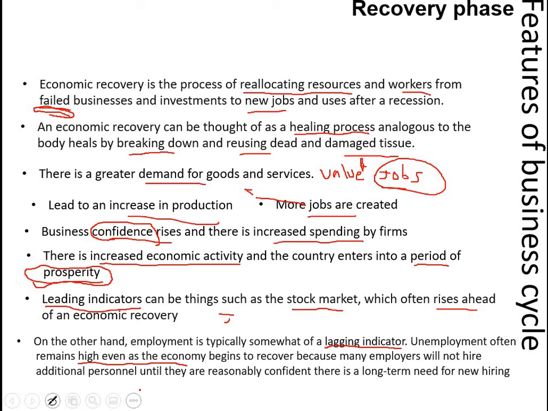It is not viable for you to quickly hire people in the recovery phase, because it's going to be a loss to you. As production is increasing, as people demand more goods and services, then in the prosperity phase we can start talking about hiring labor into this particular item. Because if you hire them now, who's going to pay?